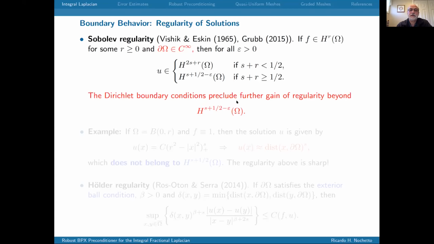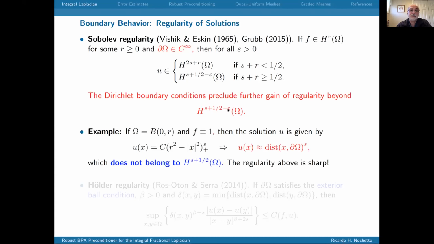So this limit of regularity is due to the boundary behavior. In fact, this example, which is probably one of the very few explicit examples of a solution, a radial solution in a ball of radius R, tells you that the behavior at the boundary is like the distance to the power S. And this is exactly what you expect in this problem for every domain, even with curved boundaries, even infinitely smooth boundaries. This function here does not belong to HS plus a half, so this regularity is actually sharp.